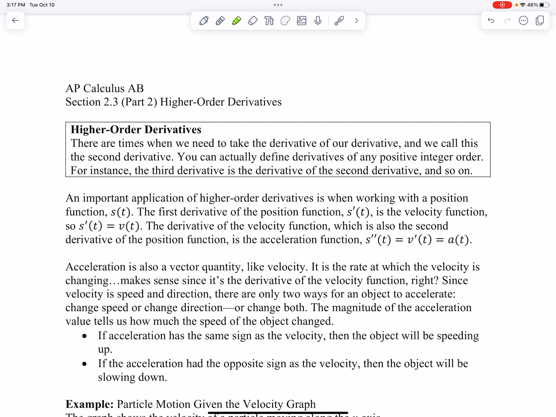What we concluded was that if acceleration has the same sign as velocity, then the object will be speeding up. That could be at a particular moment in time, or over an interval of time. But that would be the justification. So if acceleration and velocity have the same sign, the object is speeding up. And the object would be slowing down if acceleration has the opposite sign as velocity. So if acceleration is positive and velocity is negative, then the object would be slowing down.